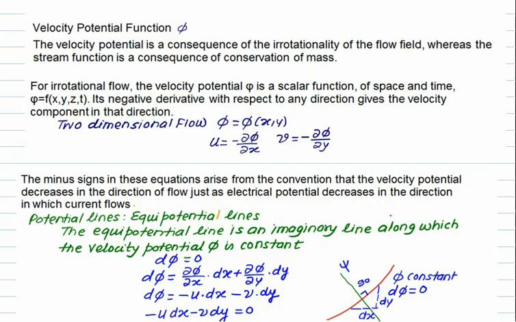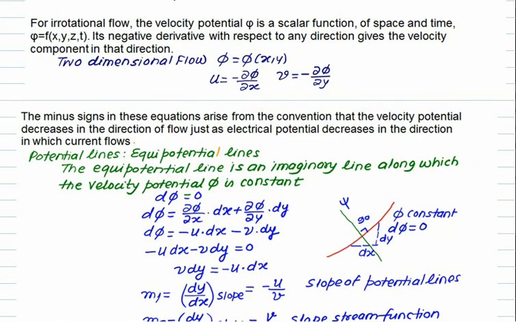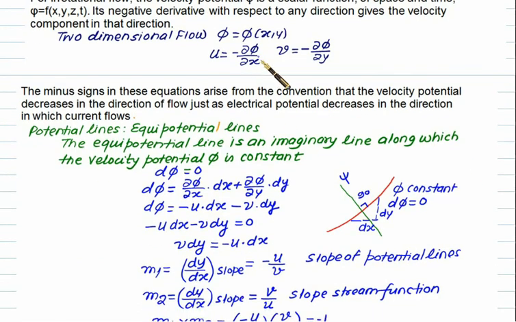Similar to the stream function, we have one more function, phi, which is called the velocity potential, and this function normally only exists if the flow is irrotational; it is not defined in the case of rotational flow. So for irrotational flow, the velocity potential function phi is a scalar function of space and time, and its negative derivative with respect to any direction gives the velocity component in that direction. If we partially differentiate the velocity potential with respect to x, we get the velocity along the x direction, u. If we partially differentiate phi with respect to y, we get the velocity along the y direction, v.